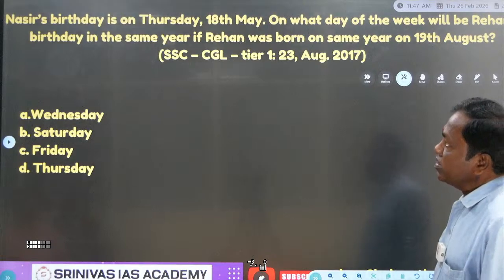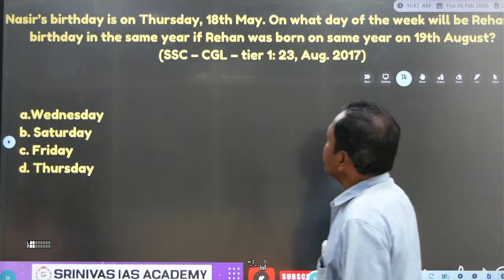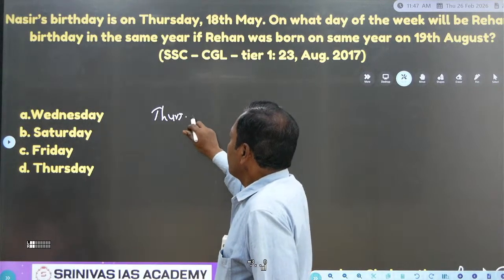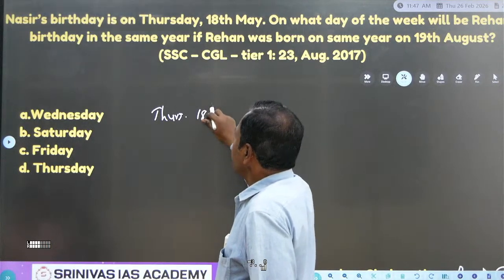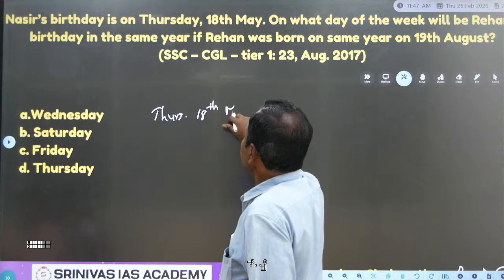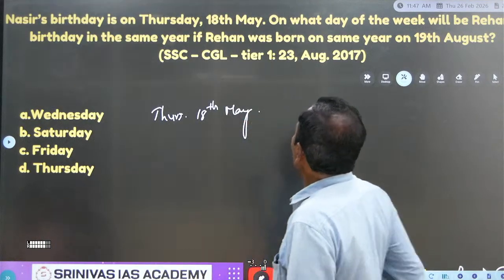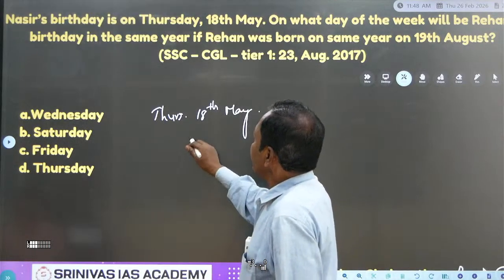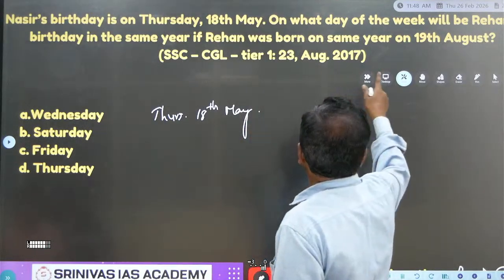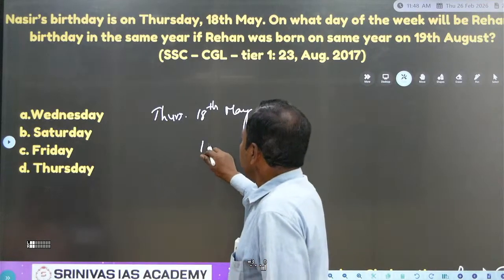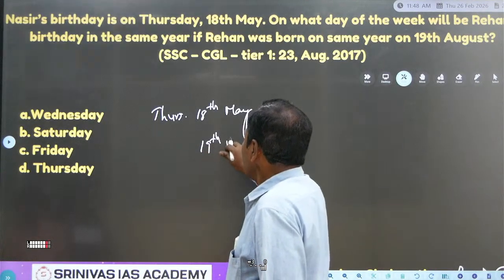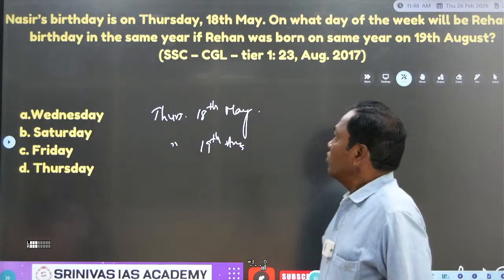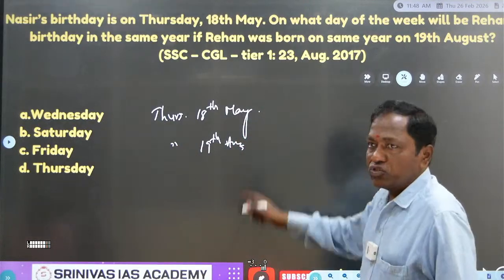You do it for this. Nasir's birthday is on Thursday, 18th May. On what day of the week will be Rehan's birthday in the same year, if he was born on 19th August? Okay, now from May to August you have to reach.